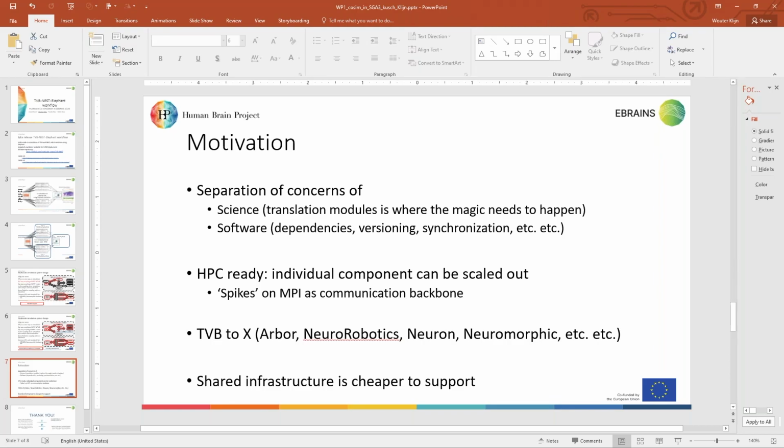And we can do this because we're using spikes as a communication backbone, where we only talk spikes between the different simulators because that's the inherent natural language of the brain. And this will allow not TVB to NEST simulation, but TVB to X simulation. Arbor, neurorobotics platform, the neuron simulator, even neuromorphic computing is something that we're targeting. And then step 2, a lot of this infrastructure is shared, which means that if all the different simulators use the same tools, it becomes a lot cheaper. Cheaper in this case means a lot less manpower to support this functionality.